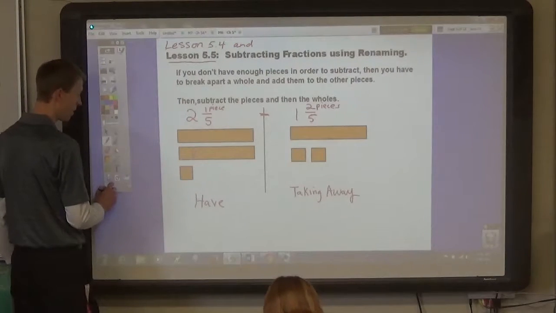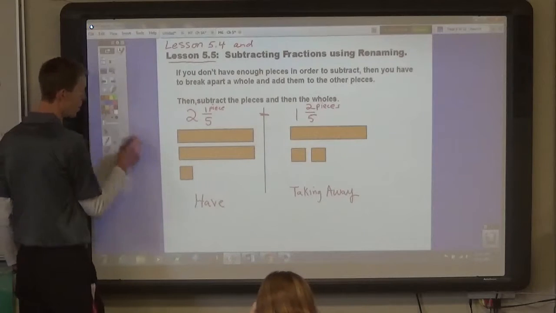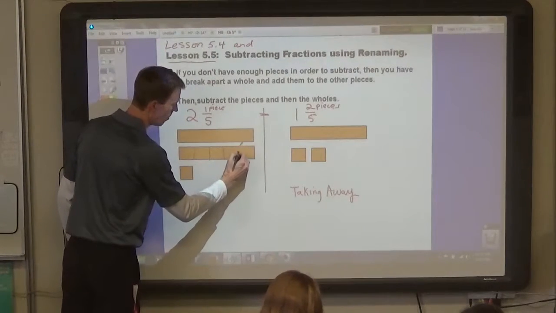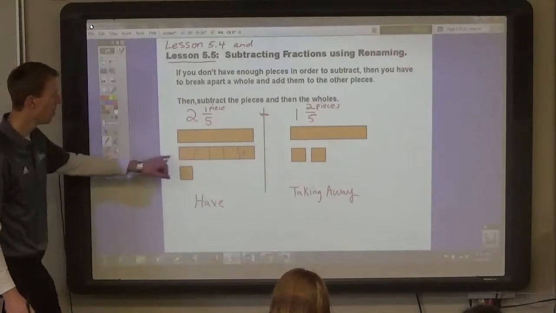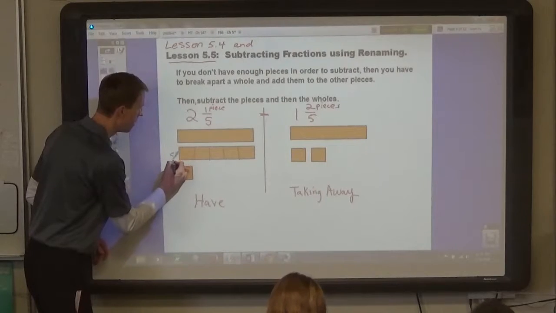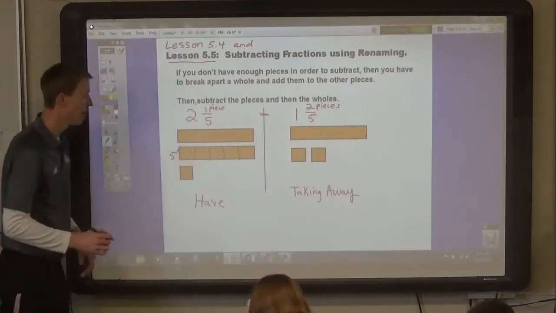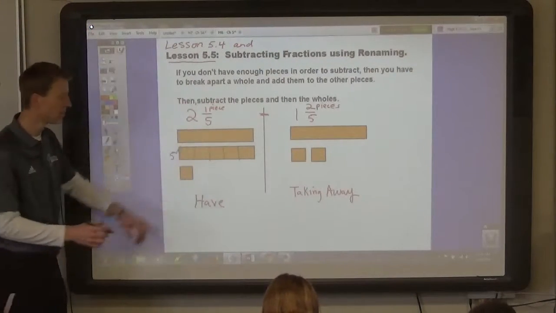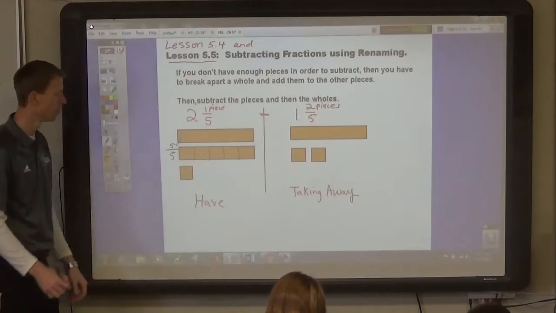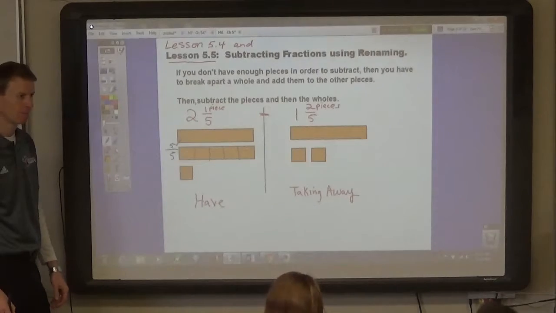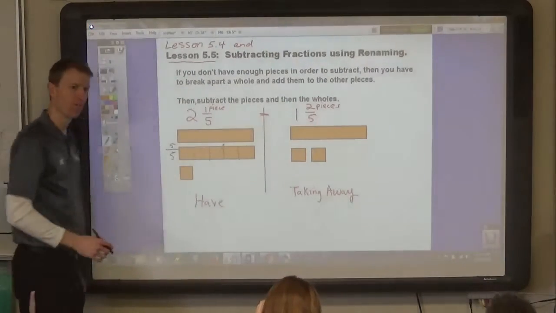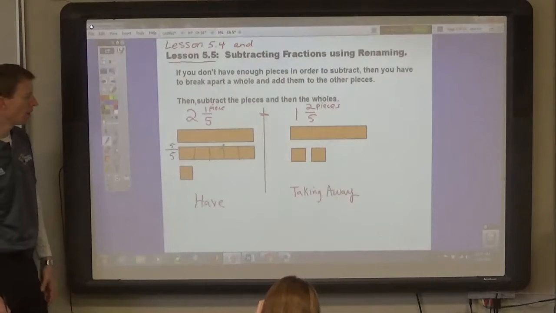So I'm going to draw the lines here. And now I cut this whole up into 5 pieces. And in order to represent the whole of 1 as a fraction, it's 5/5. This is 5 out of 5, or 5/5. 1 whole equals 5/5.